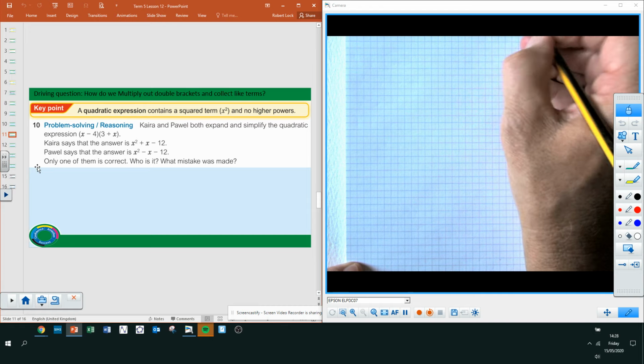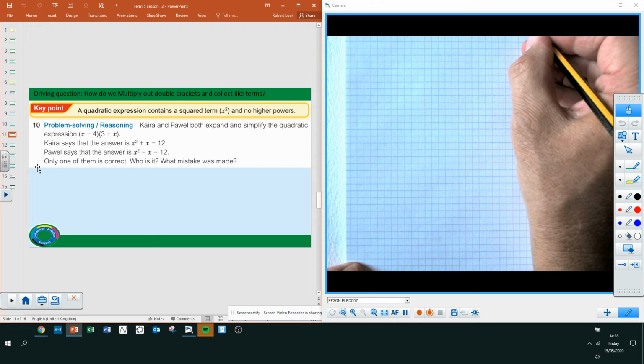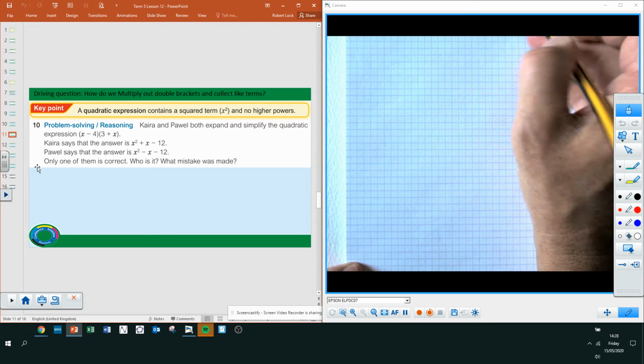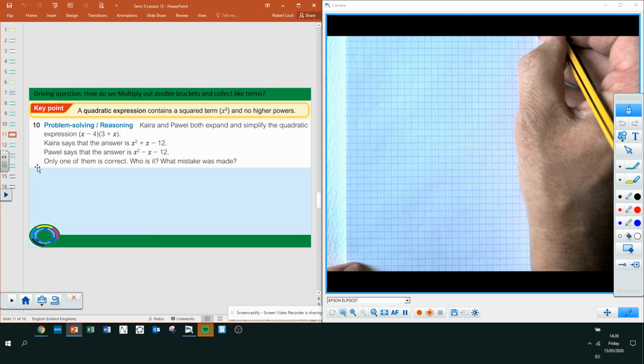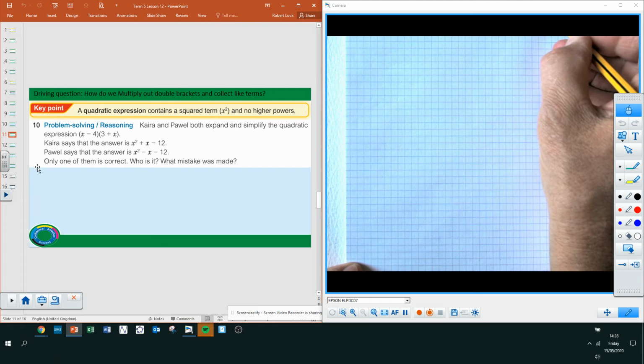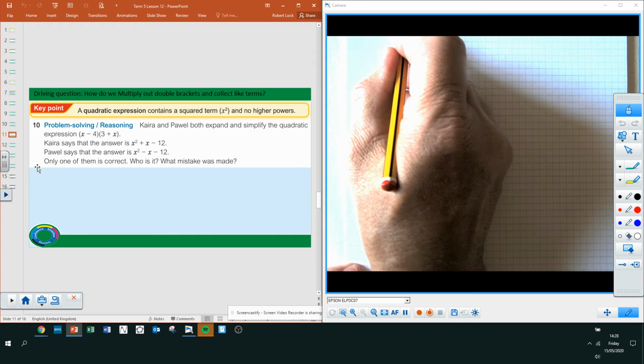x times plus 3 is plus 3x. Minus 4 times x is minus 4x. And 4 times 3 is 12. A minus times a positive is a negative, so negative 12. Go back to this one here. First thing we do, that one.